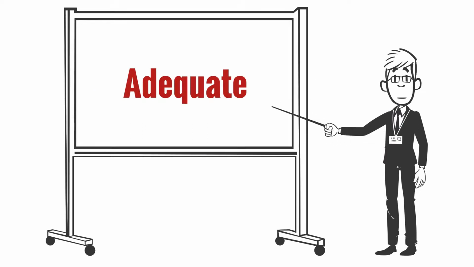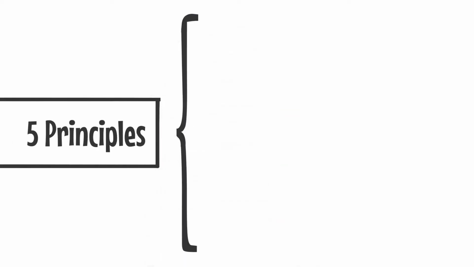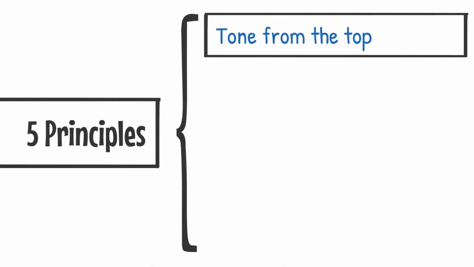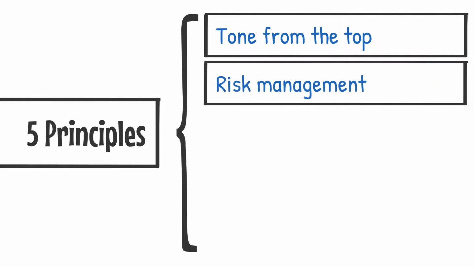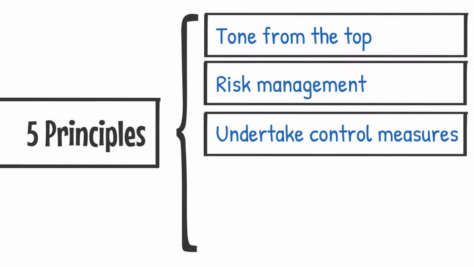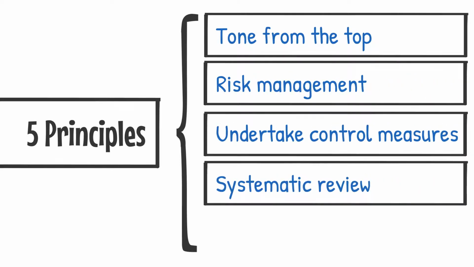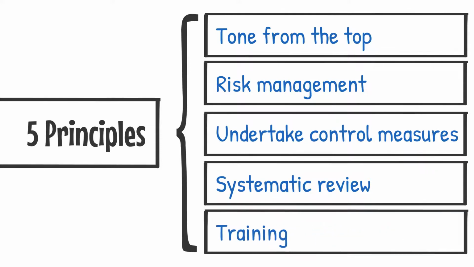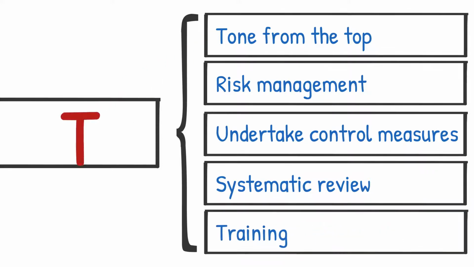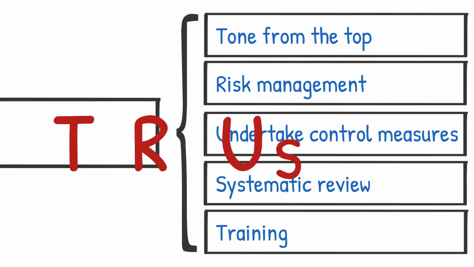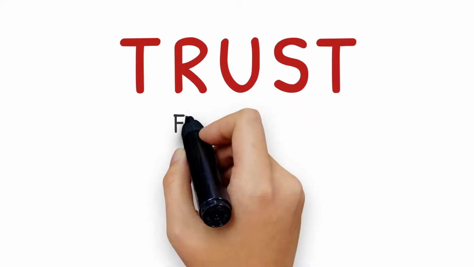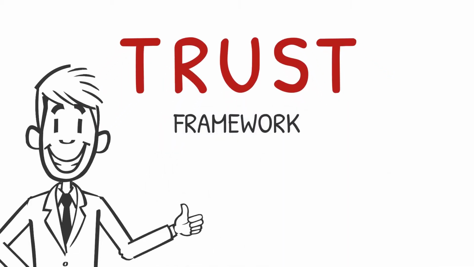Next, let us look at the 5 principles listed in the guidelines, which are: tone from the top, risk management, undertake control measures, systematic review, training and communication. If you were to take the first letter of each principle, you get the word trust. This is why the guidelines are also referred to as the trust framework.